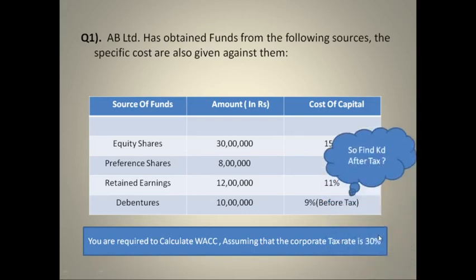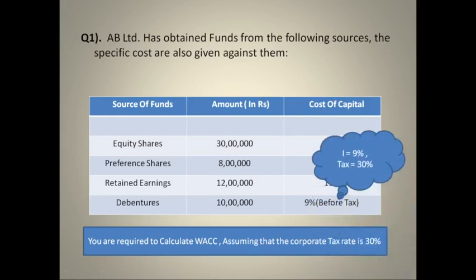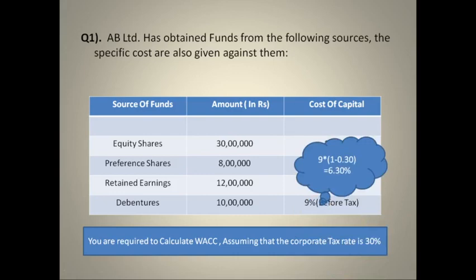So now we will find the cost of debentures after tax, and for that the formula is Kd = I × (1 − T), where the interest rate is 9%, which is already given to us here, and the tax rate is 30%. We will substitute those values and get the final answer as 6.30%, and hence we can say that the cost of debentures after tax is 6.30%. So we'll change this 9% and write 6.30% over here.